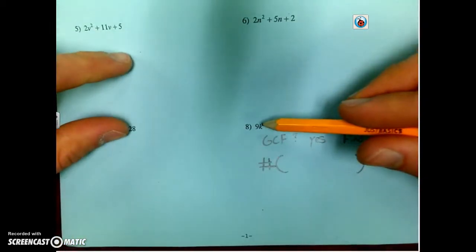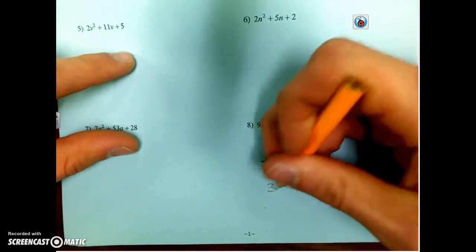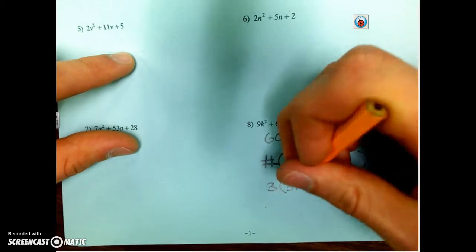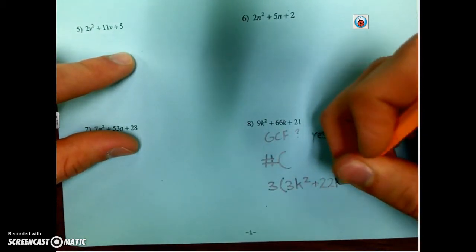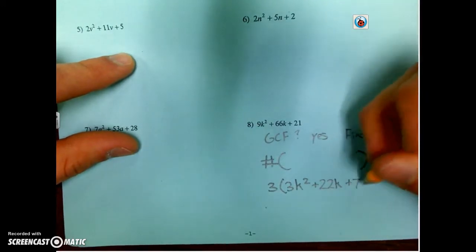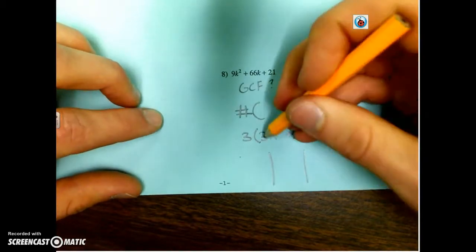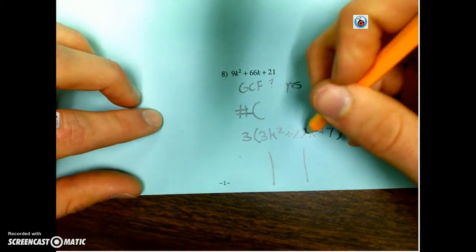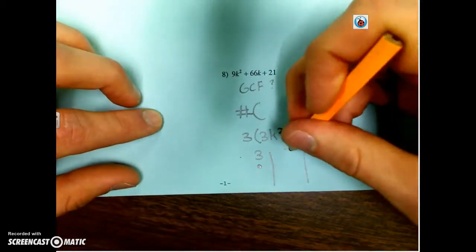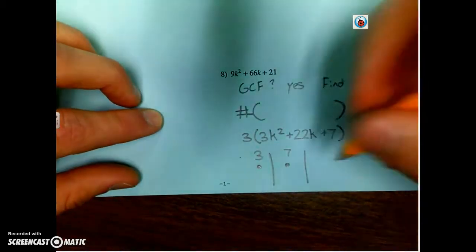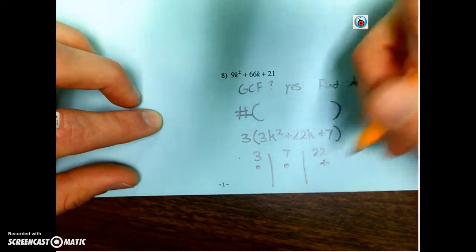Now, in this case, we can see here that it is a 3. I can divide all of these numbers by a 3. So then we'd have a 3k squared, a plus 22k, and a plus 7. Now we'd still set up our table here, but in our table, we're looking for the factors of these numbers here. What numbers multiply together to give me a 3? What numbers multiply together to give me a 7? To where all of these can add to give me a 22.